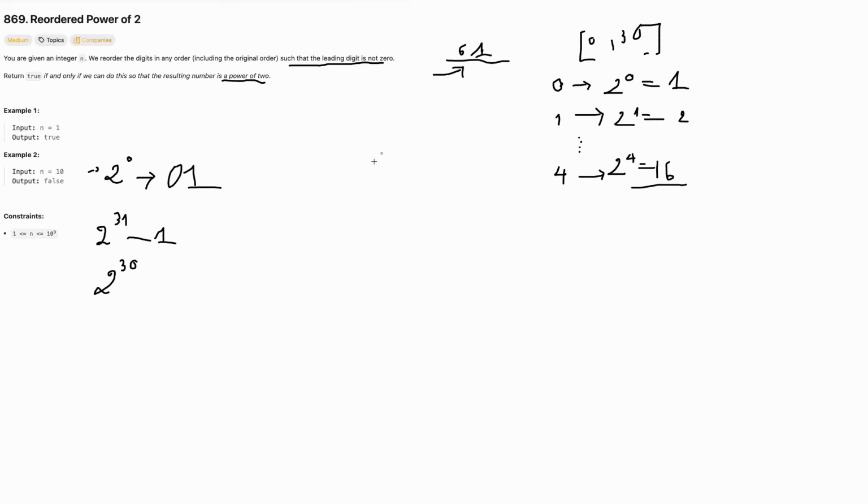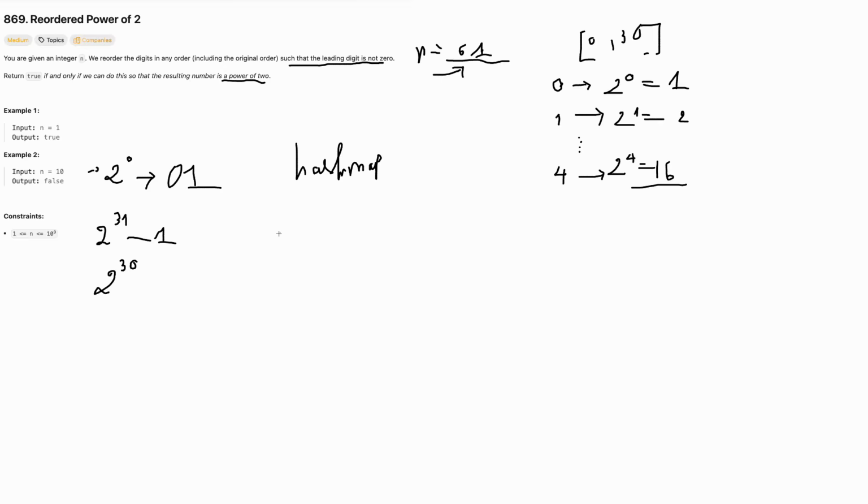To do this, we have two approaches. The first one is that we can use a hash map to check the frequency. This only works if the number of digits in the input equals the number of digits in the power of 2 we calculate. Here that is 16, and both of them have two digits. If we have the same number of digits, we don't need to worry about the leading zeros.